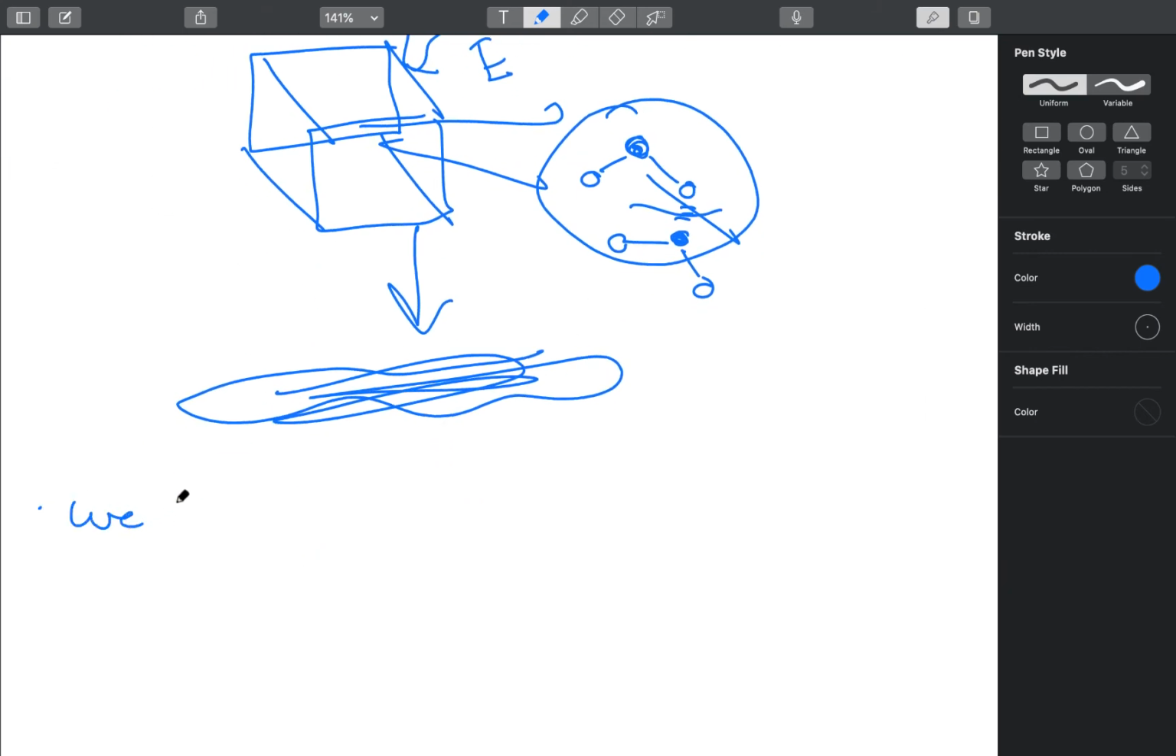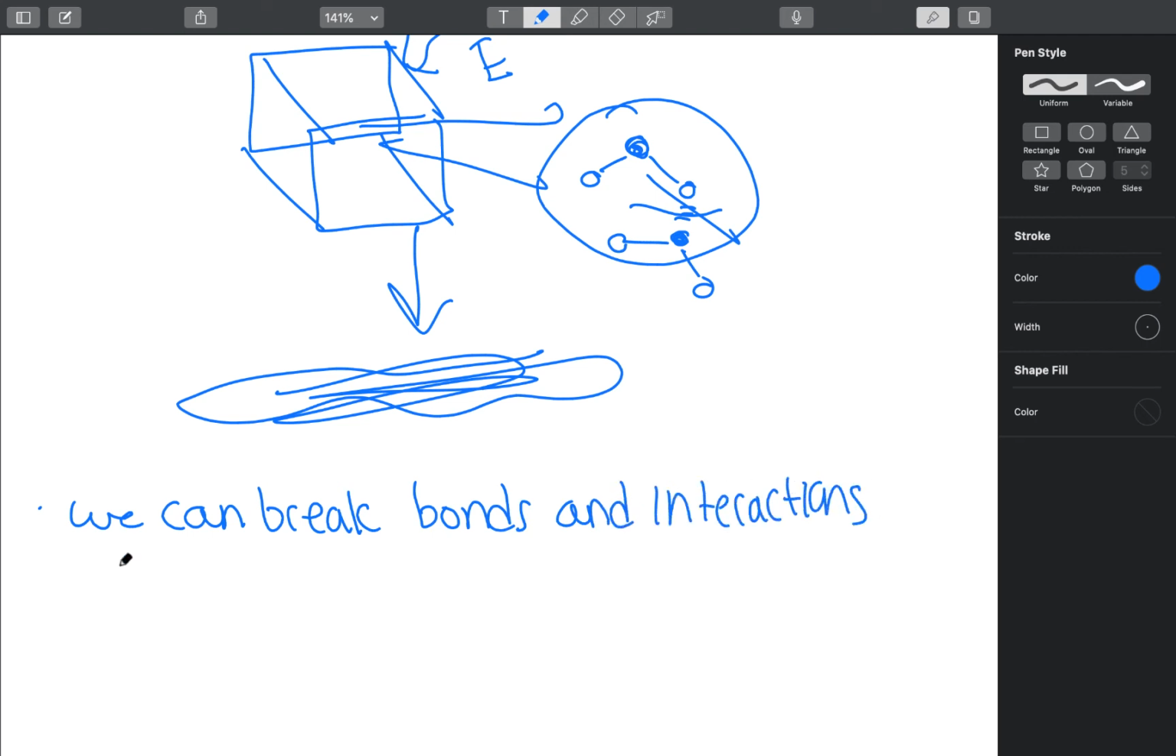So we can break bonds and interactions by applying or putting in energy. Think about ripping a piece of paper or cardboard. It takes energy to do that. So the same can be said about the quantum world.